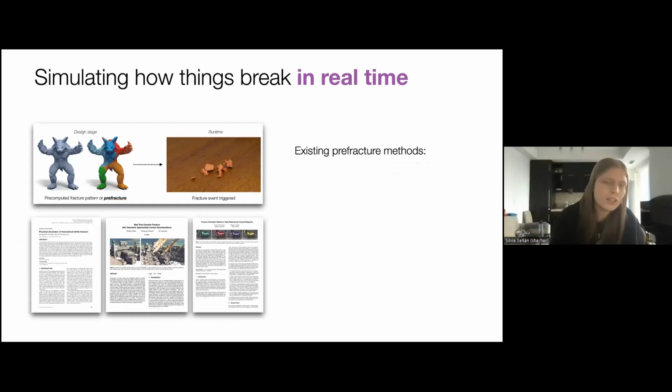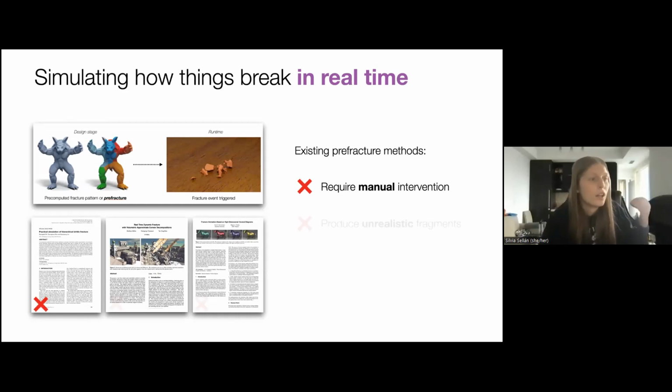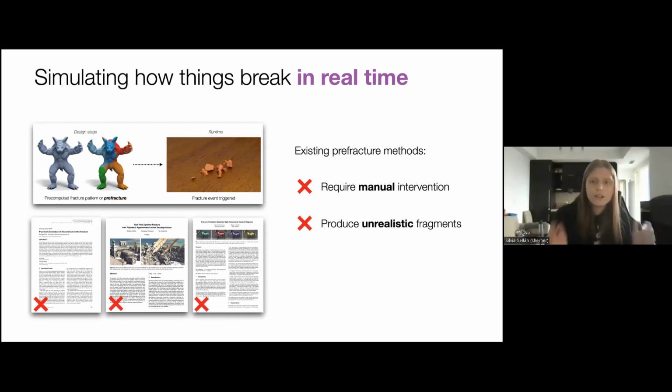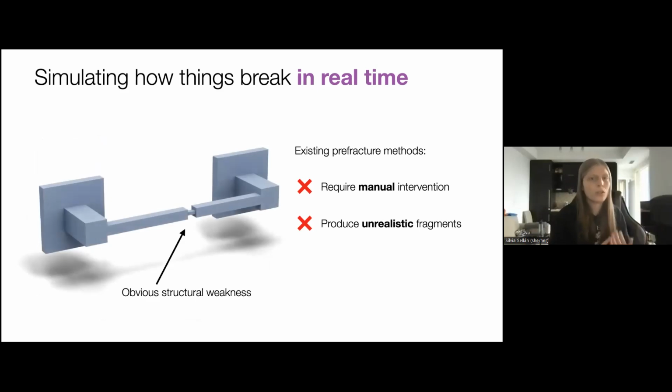However, we identify 3 key issues with existing prefracture methods. First, many require manual intervention. Many of these require someone to manually decide how the shape is going to break so that they activate them later. The ones that are fully automated produce very unrealistic fragments. This is usually because they're based on procedural geometric decompositions that generate only convex pieces, and they're not taking into account what the shape's most clear structural weaknesses are. So they can be very, very unrealistic.